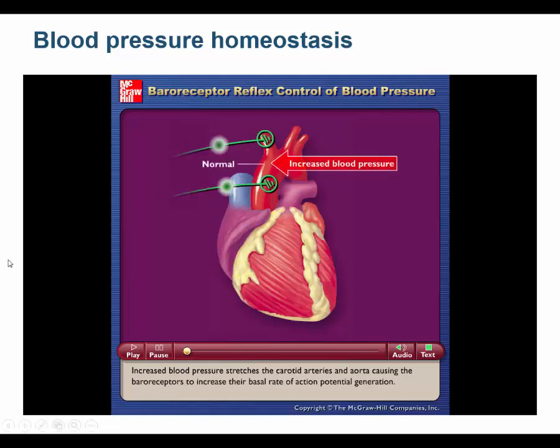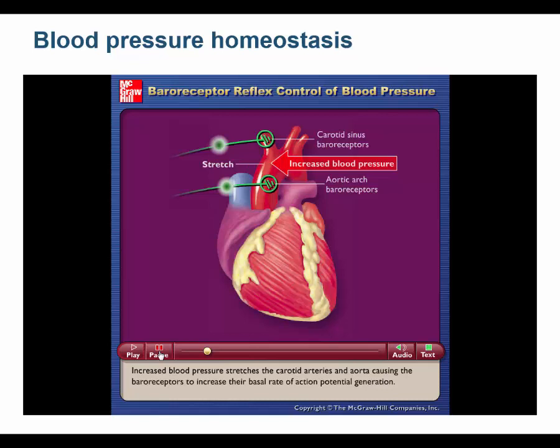Increased blood pressure stretches the carotid arteries and aorta, causing the baroreceptors to increase their basal rate of action potential generation. Baroreceptor means pressure receptor. Baro means pressure. So baroreceptor is a pressure receptor. Now, you will do this chapter this semester, but again, don't worry about all the nomenclature of the glossopharyngeal nerve and the vagus nerve and all of that. Don't worry about it.